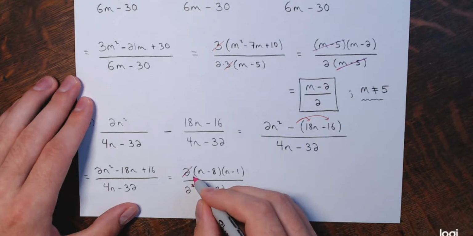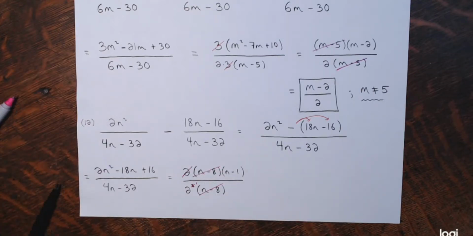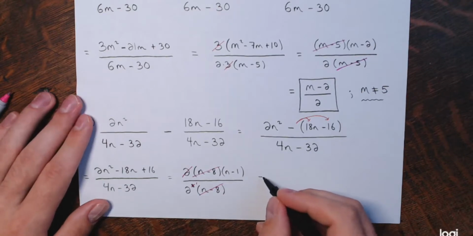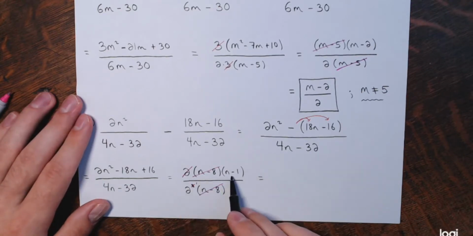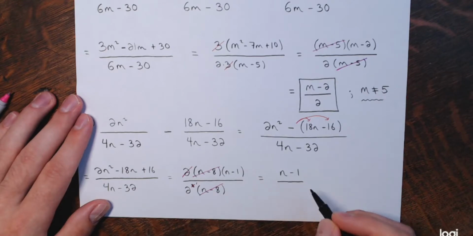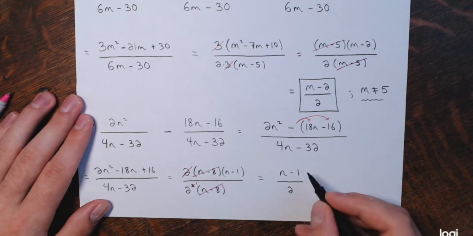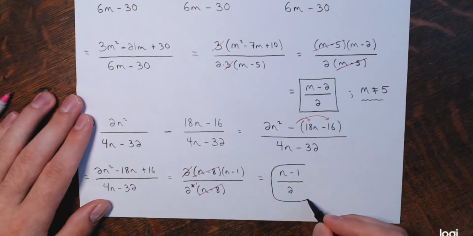And then you have a common factor of n minus 8 in the numerator and denominator as well. And that's it. So what I'm left with is just the factor of n minus 1 in the numerator divided by, and then the only thing left in the denominator is the factor of 2. And there we go.